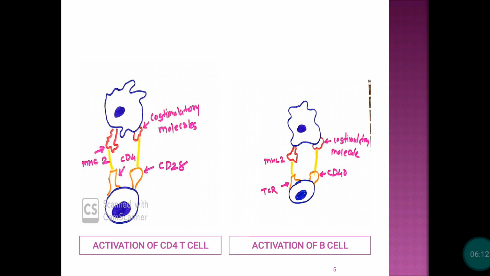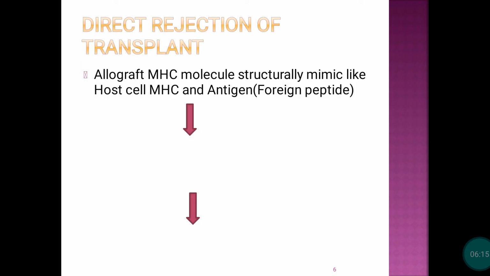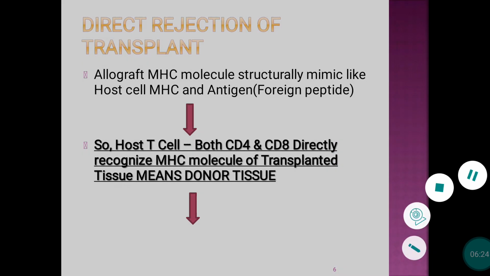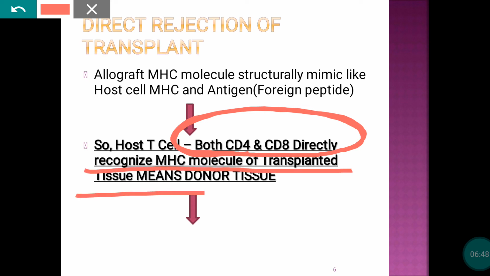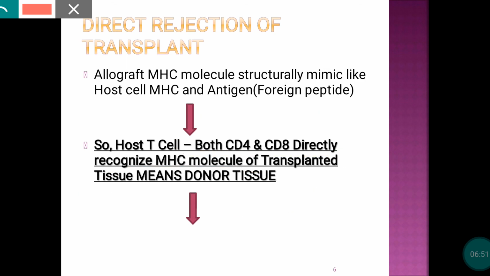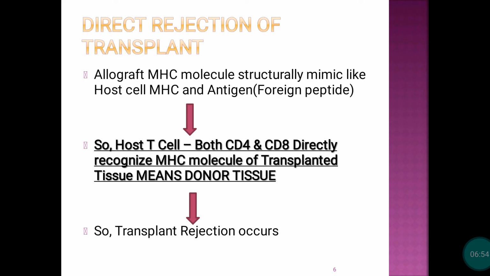Now you can understand the mechanism of the rejection. So now we will move forward. We will understand the first mechanism, that is the direct transplantation rejection. Now what happens in this condition? You are doing the transplantation so that graft is having the antigens and the antigen presenting cells like macrophage and dendritic cell. Our CD4 and CD8 T lymphocyte, meaning the host T lymphocyte, will directly recognize this MHC molecule of the transplanted tissue. This is known as direct transplantation rejection.